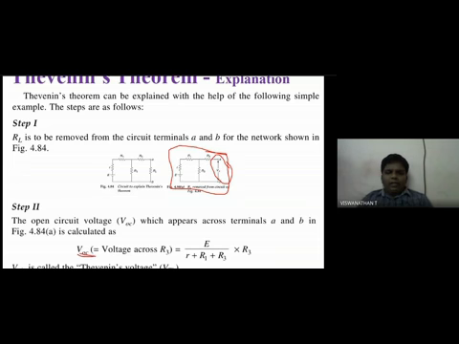We are applying the current division rule. What is the current division rule? Total current divided by the sum of the resistances, into the same resistance. This voltage V naught is the same as the drop across R3. So that is the V Thevenin.